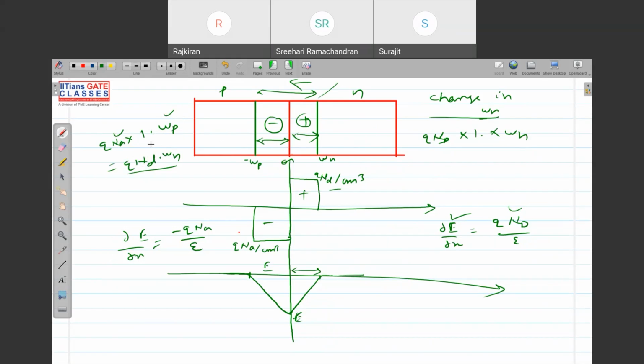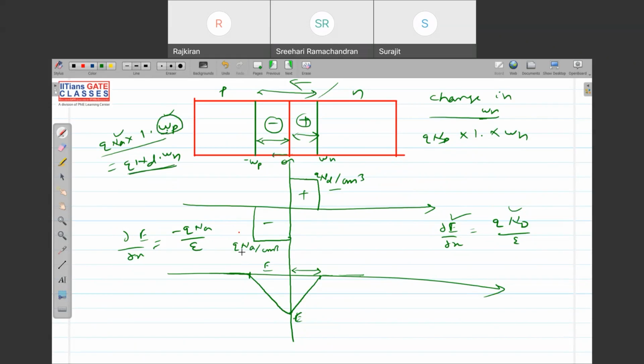If ND is more, then definitely NP should be less, so that Na·WP is equal to ND·WN. Whichever concentration is more, there I need less distance. See, Na is very large, so I need only a very small WP to get ND times WN. Right or not?